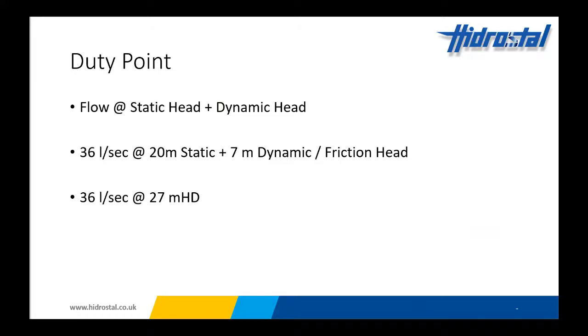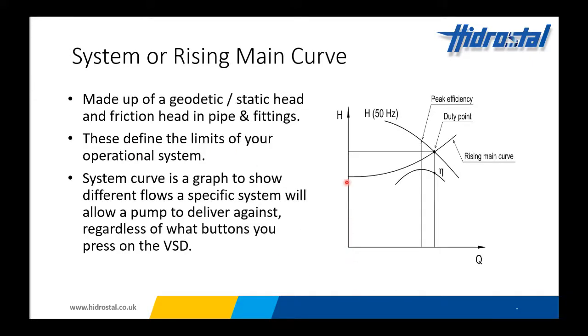So a duty point, typically a flow, a static head and a dynamic head. So it looks something like this. And graphically, there's your static head element. Your dynamic head element is this curvy bit, the bit that stands above. So that would be your 20 meters, that could be your 7. And this graph shows the different flows a specific system will allow the pump to deliver against, regardless of what you do with the variable speed drive. And the amount of flow you can get from a pump at a given speed depends on where it intersects the system curve. So the system curve is the track the pump rides on, in the words of Bob Wendt.